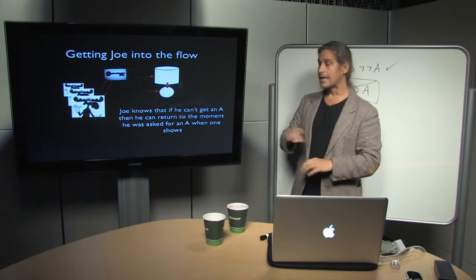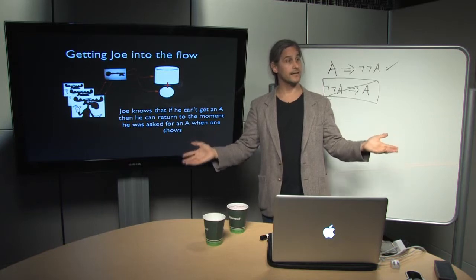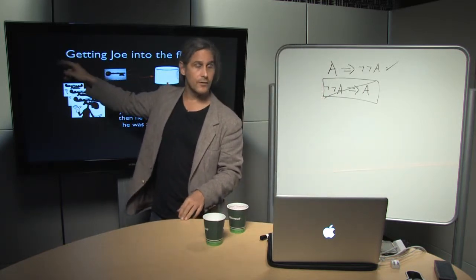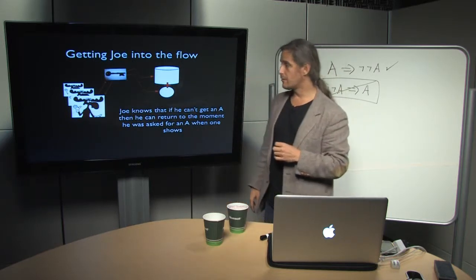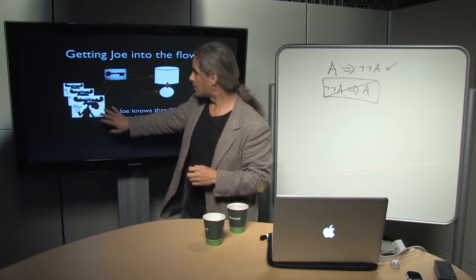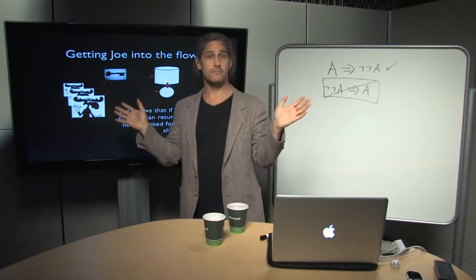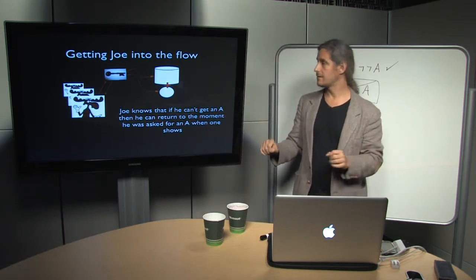Because if no A ever shows up, well, it's true, not A. And that obtained for the rest of the lifetime of Joe and all of Joe's clients, right? For all of the engagements with Joe and the outside world, no A showed up. So it was absolutely true, not A.